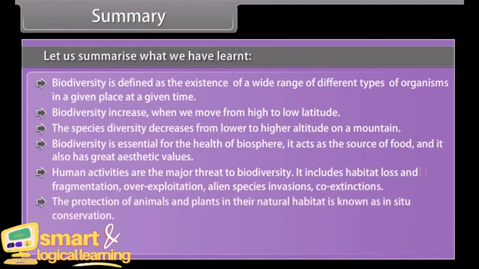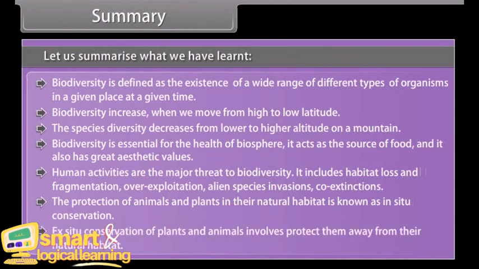The protection of animals and plants in their natural habitat is known as in situ conservation. Ex situ conservation of plants and animals involves protecting them away from their natural habitat.